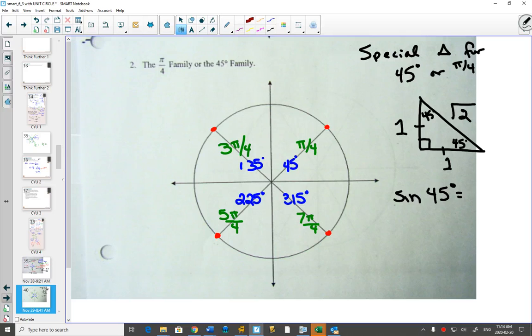Sine is opposite over hypotenuse. I take my 45 degrees, I look, opposite side is 1. Hypotenuse is root 2. You can leave your answer like this, but we are going to rationalize the denominator and write it as root 2 over 2.